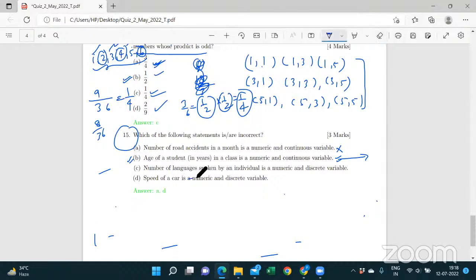So next is number of languages spoken by an individual is numerical and discrete. So this is correct. I mean, yes. So yeah, I mean, for this question, this is not correct.